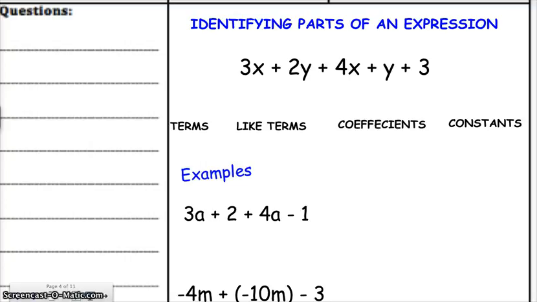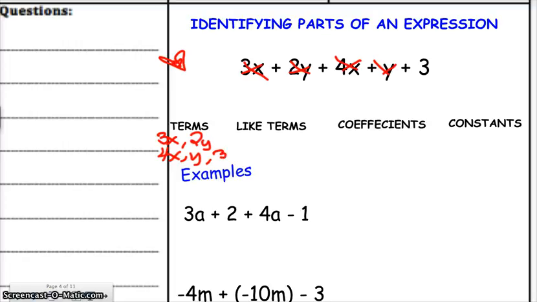So looking at this expression, it's an algebraic expression because there's letters. I want to identify what are my terms. What's one term? Give me one. 3x is a term. It's a part of the expression. I did it. What's another term? What's another part? Ethan? 2y is another term. It's another part. 4x is another part. Y is another part. And our constant of 3 is also a term.